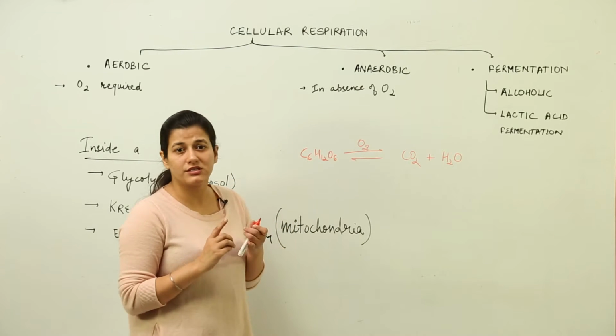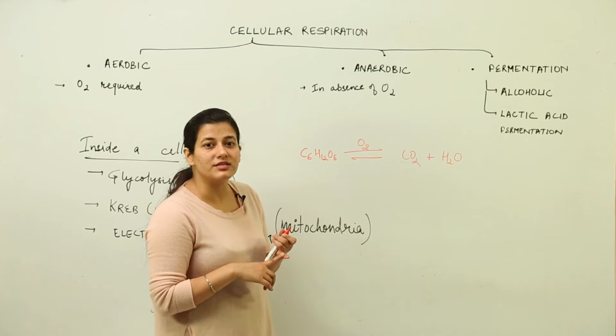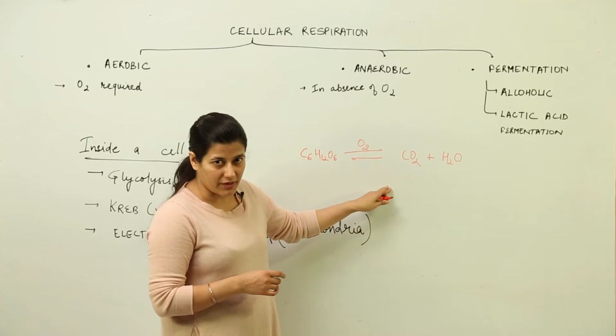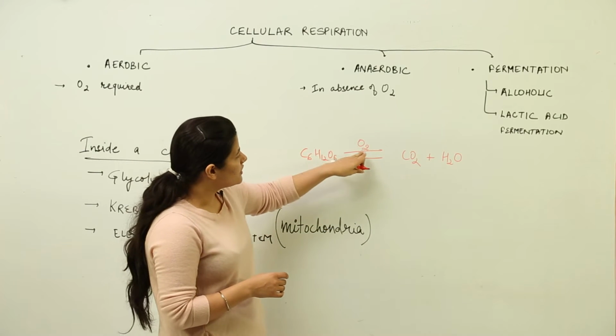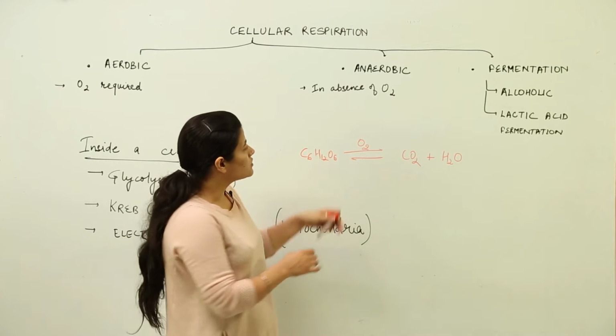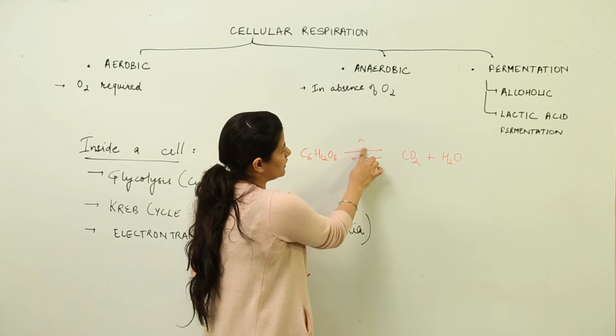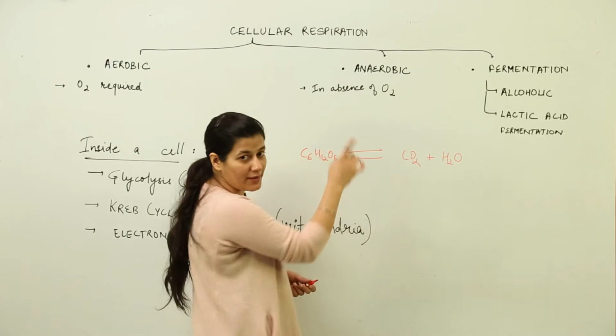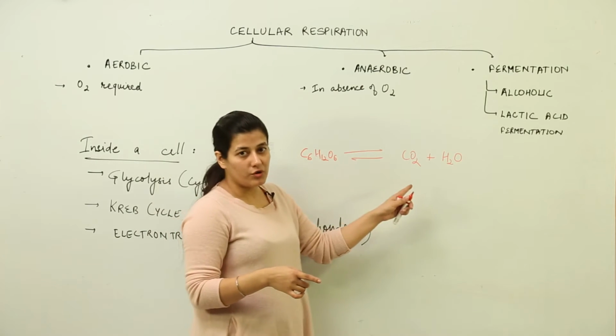but inside every cell, whatever cell we are talking about, whether it is a plant cell or a prokaryotic cell, this process has to take place. In the case of aerobic respiration, it takes oxygen. In the case of anaerobic respiration, it does not take oxygen and it happens in the absence of oxygen, but the outcome would be similar.